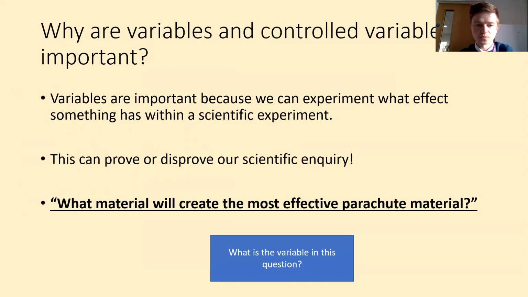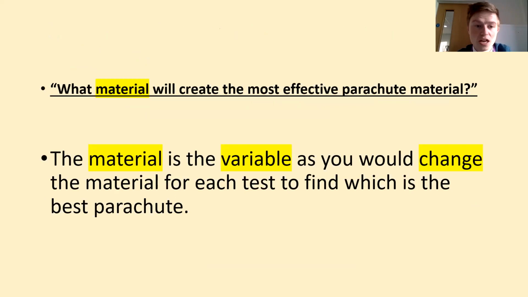For example, what material will create the most effective parachute material? So what do you think the variable is in this question? What are we changing each time? What are we going to test? What are we going to prove or disprove of our scientific inquiry? Remember, variables are things that are going to change. So the thing that's the variable within this question is the material.